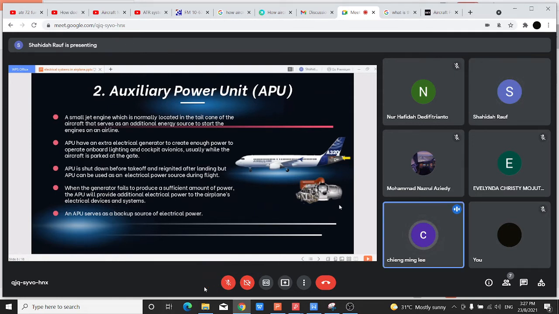That's why when the aircraft is on the ground, if the APU is not running or is inoperative, normally they will use a ground power unit, GPU, to supply all this electrical power.